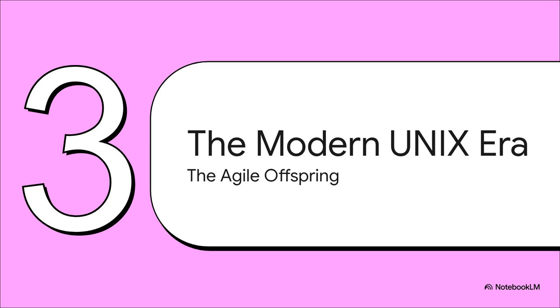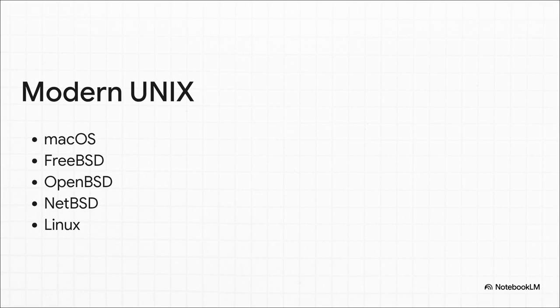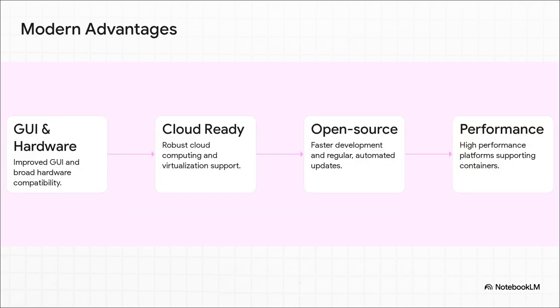Section 3. The modern Unix era, the agile offspring. Then enter the modern offspring. We're talking macOS, FreeBSD, OpenBSD, NetBSD, and of course the famously Unix-like Linux. This is where the whole paradigm shifted. Now, while commercial juggernauts like macOS are obviously still a huge part of this, the modern era is largely driven by open-source communities. They completely democratized the operating system, making it widely accessible and super cost-effective for universities, researchers, and global industries alike.